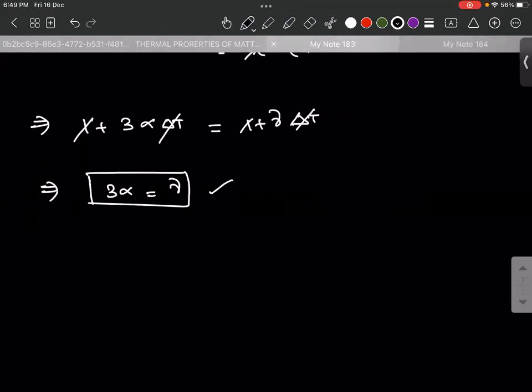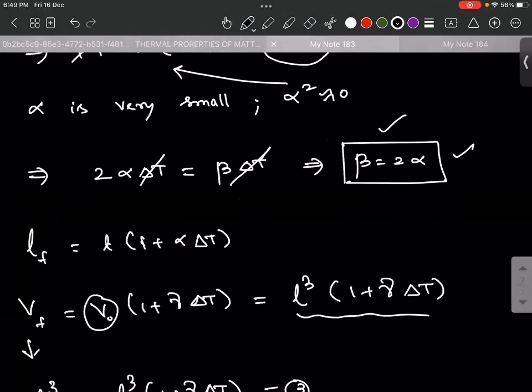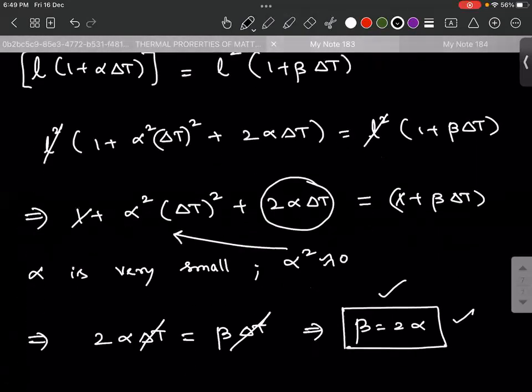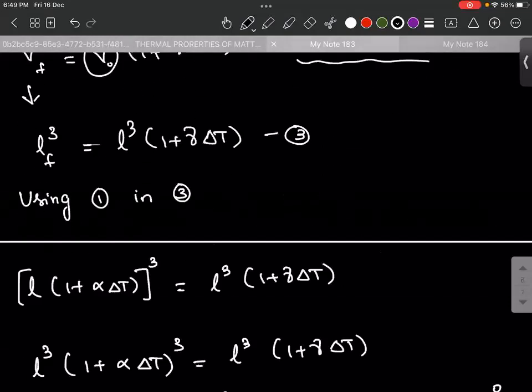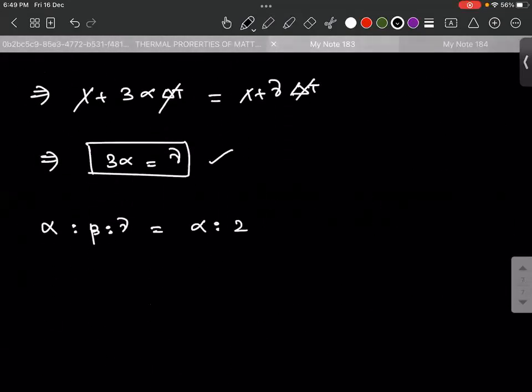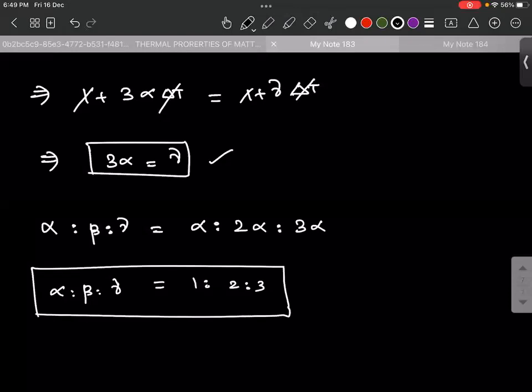So we are clear that alpha is to beta is to gamma will be equal to alpha is to, what did we get the value of beta as? So we got beta is equal to 2 alpha. Gamma, we got it as 3 alpha. So it is 1 is to 2 is to 3. So alpha is to beta is to gamma will be equal to 1 is to 2 is to 3. So this is another important expression to be remembered.